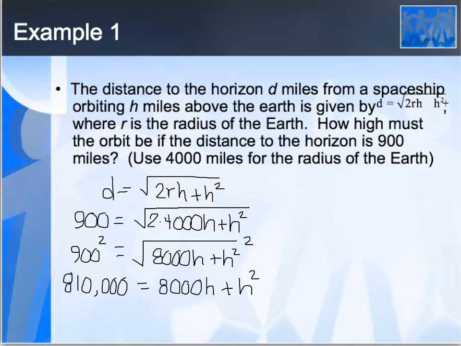Now I want you to notice that we have an h squared, but we also have an h. And this is a quadratic equation because of the squaring on the h. And we can't just solve it like we otherwise would using basic algebra. We're going to need to use the quadratic formula. To do that, we have to get it equal to 0 first. So we're going to need to subtract 810,000 from both sides of the equal sign.